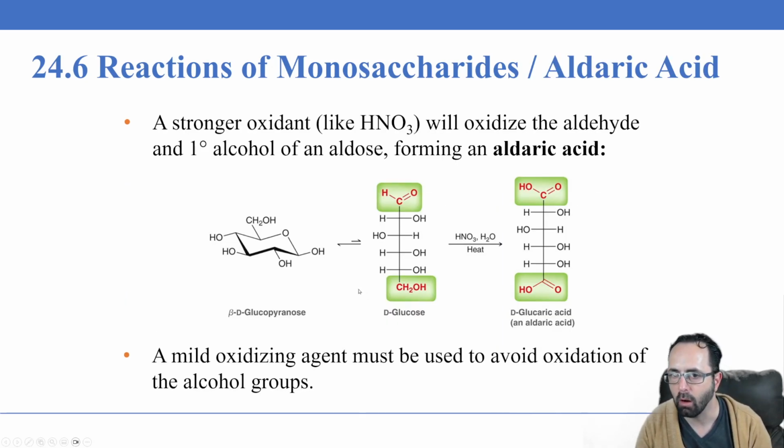If we use a stronger oxidizing agent, such as nitric acid, this will oxidize the aldehyde and the primary alcohol of the aldose. So not only will the aldehyde be oxidized here, we can also oxidize the primary alcohol here by the use of nitric acid. But again, a mild oxidizing agent must be used. If we use a strong oxidizing agent like sodium dichromate or potassium permanganate, this will oxidize the hydroxyl groups as well.